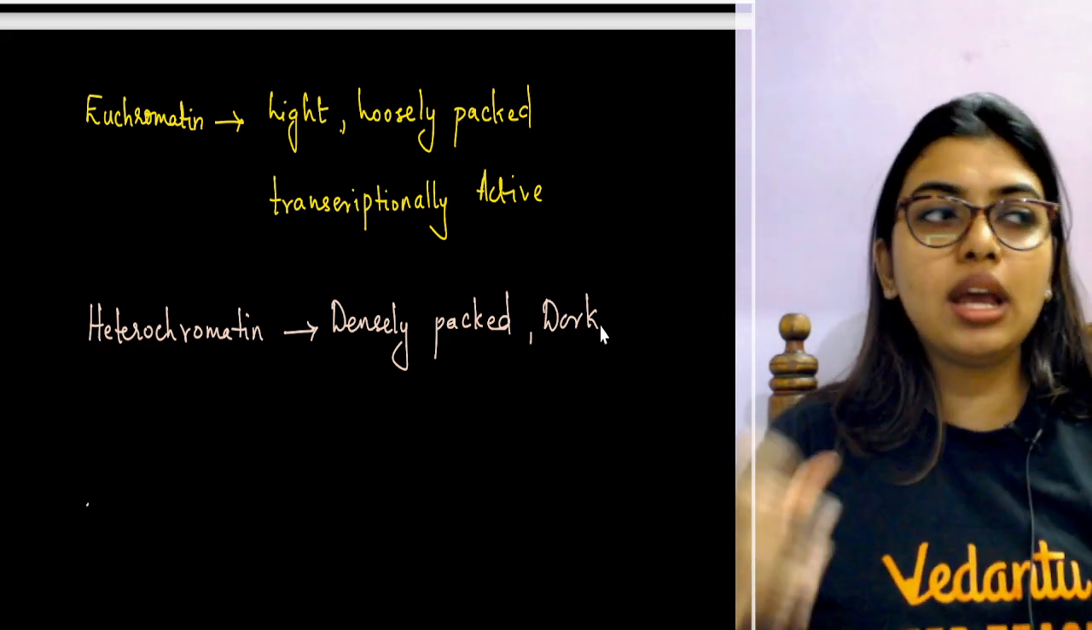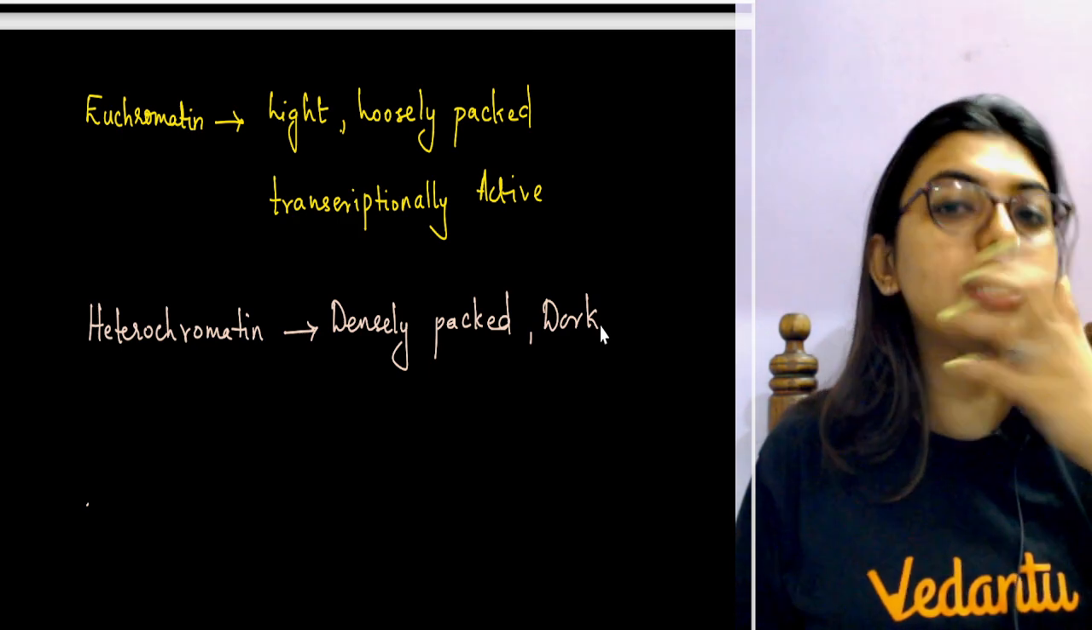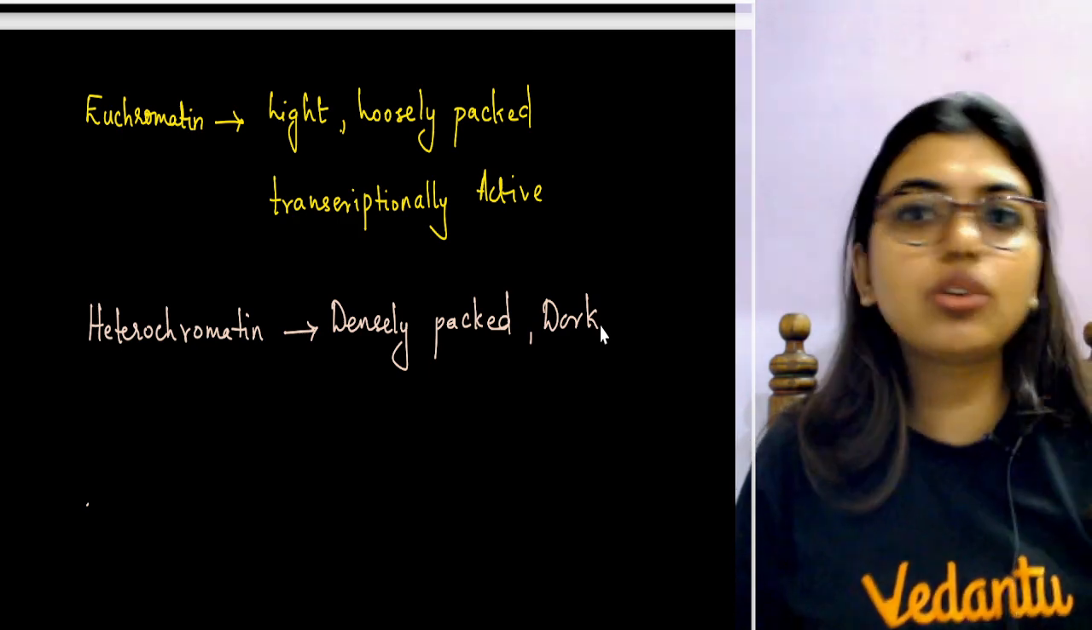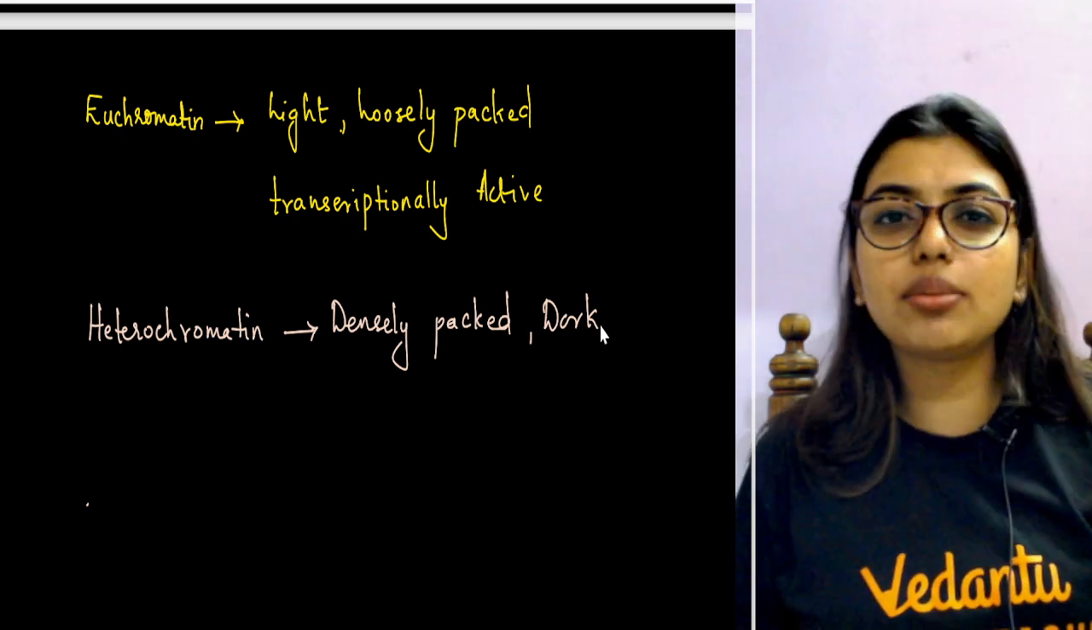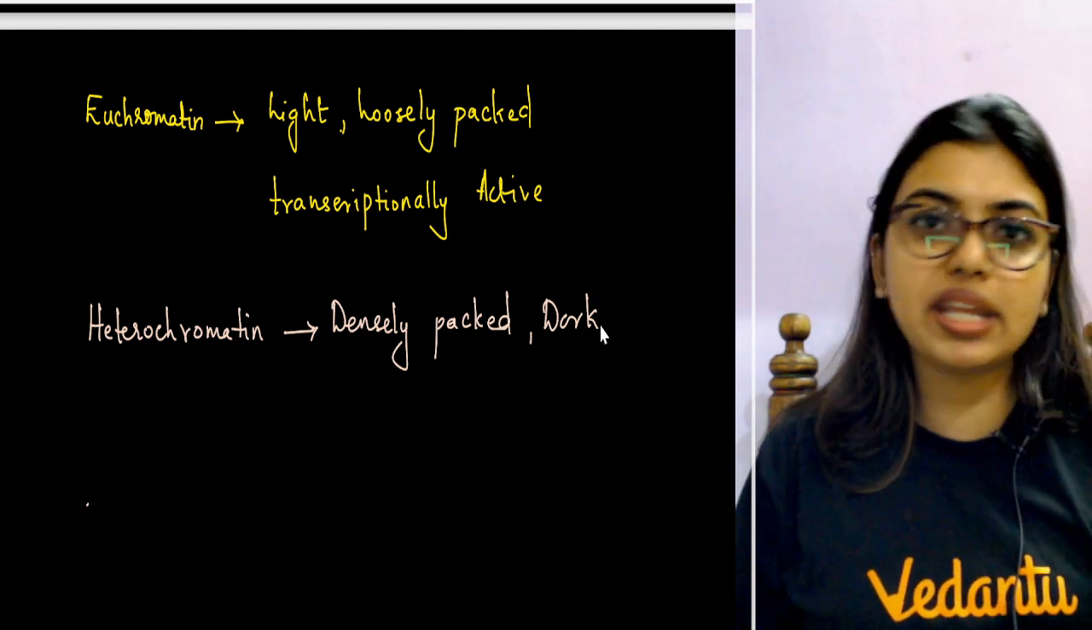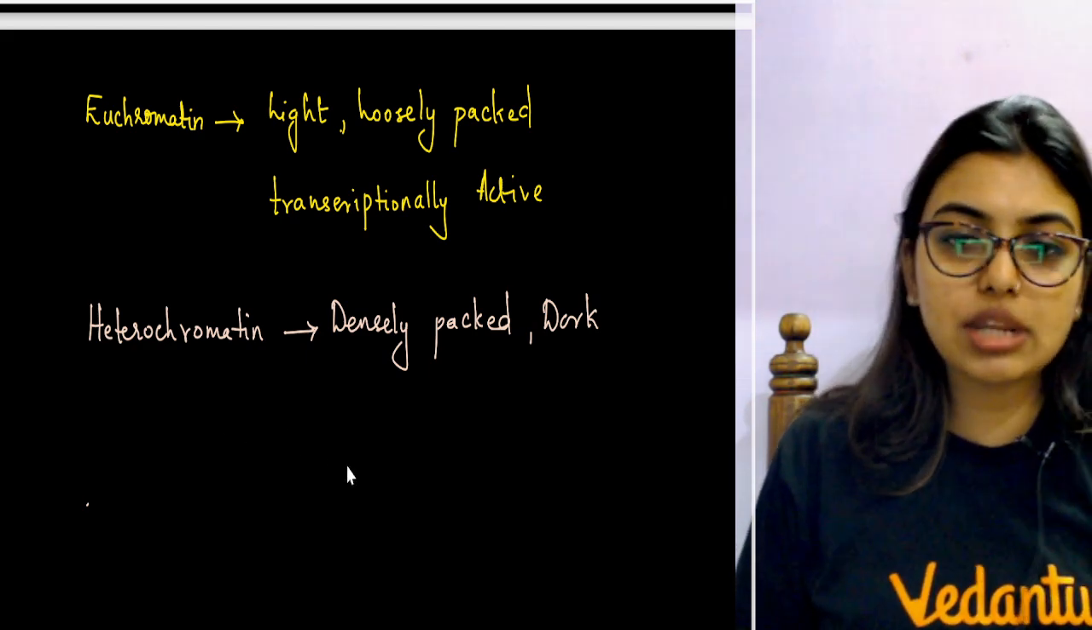In a room, let's say 50 people can get in, but only 10 people are there. Now the chairs are all going to be empty, right? So the class also is going to be very quiet, no noise. Same way, loosely packed, light, transcription active.